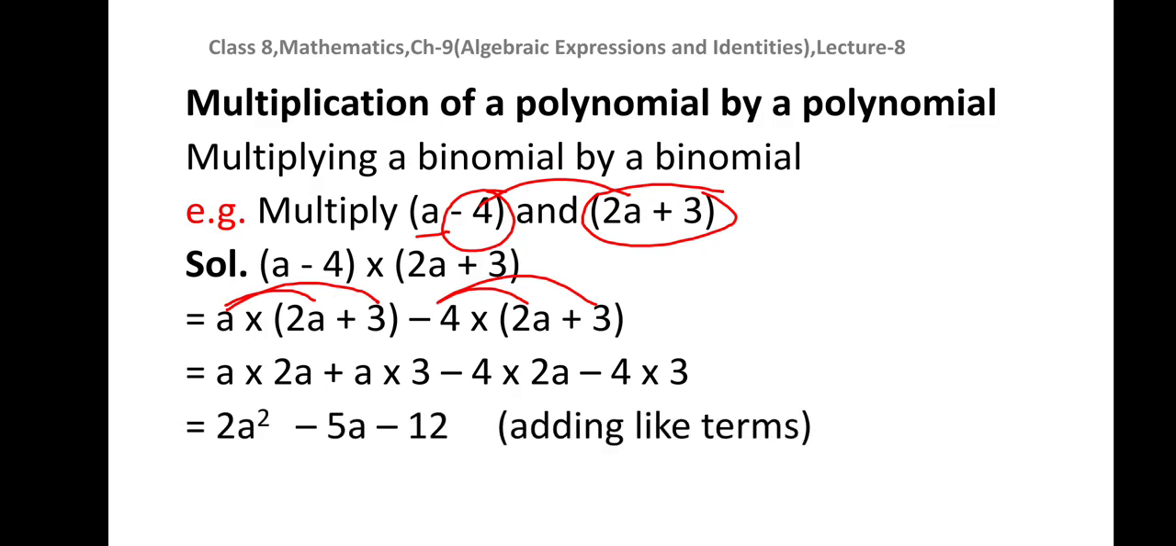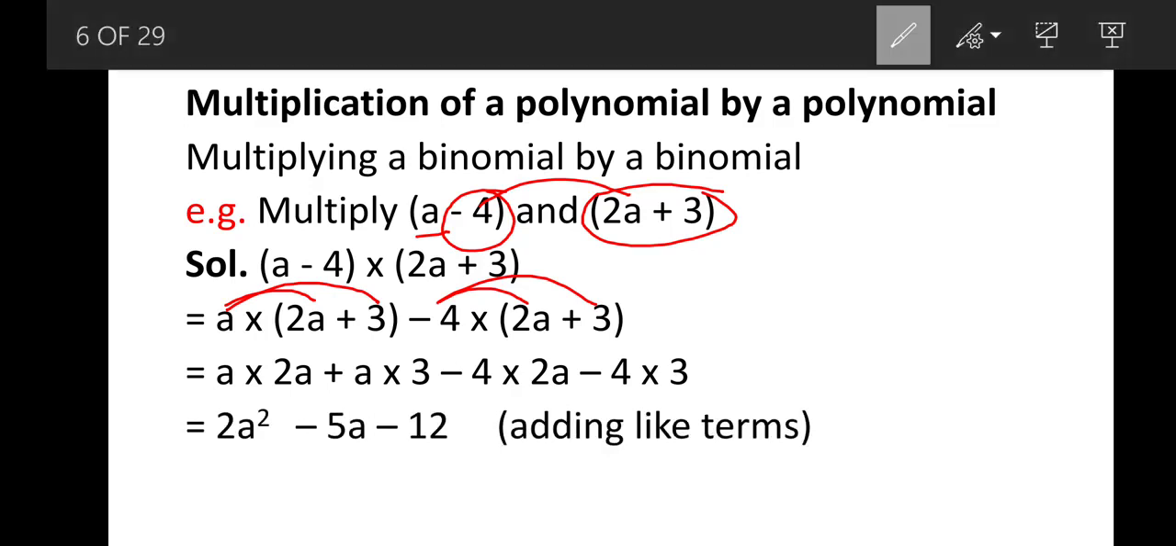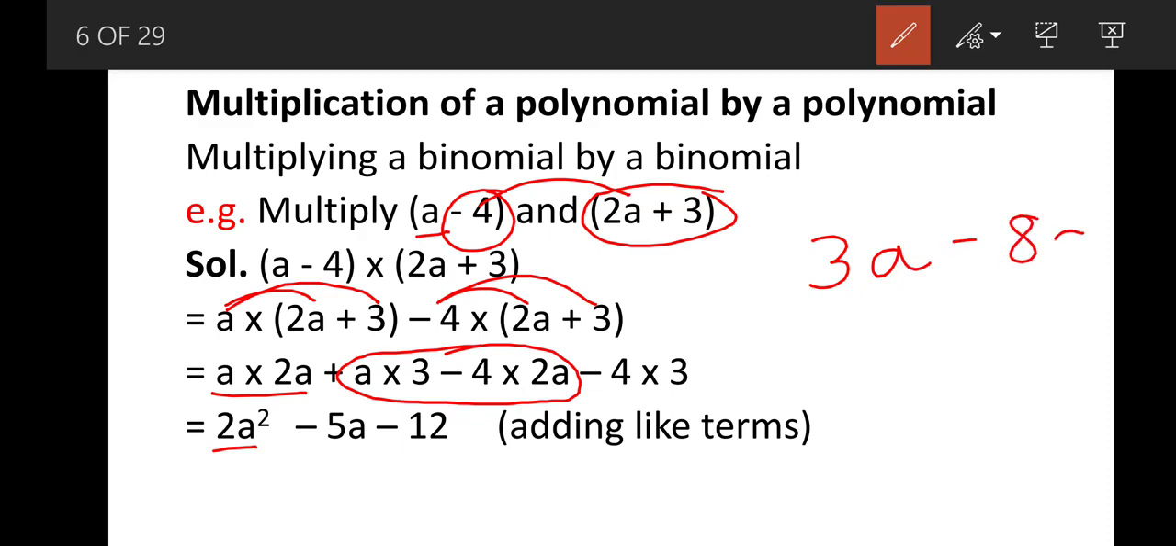So you will be getting 2a square after solving these two. That is what I have written here. And these two are like terms, so it will be 3a minus 8a. What will you be getting? You will be getting minus 5a, and minus 4 into 3 is minus 12. So this is the final answer.